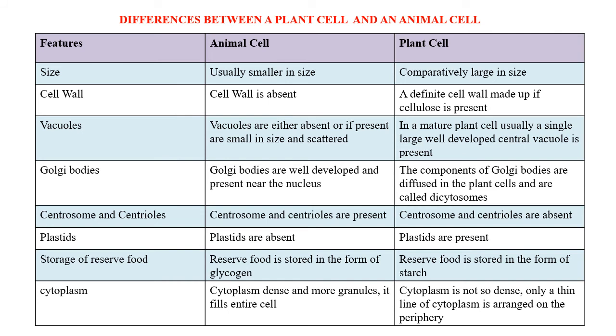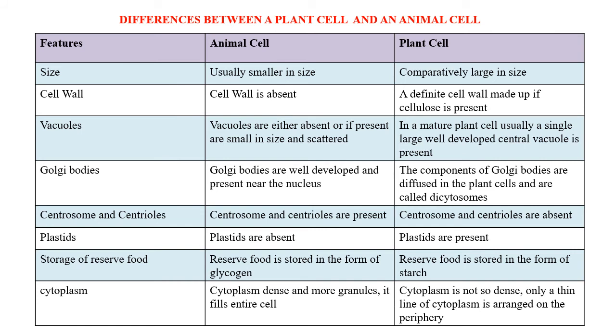Vacuoles. Vacuoles are either absent or, if present, are small in size and scattered in animal cell. In plant cell, a mature, usually a single large, well-developed central vacuole is present. Golgi bodies. In animal cell, Golgi bodies are well developed and present near the nucleus. In plant cell, the components of Golgi bodies are diffused in the plant cells and are called dictyosomes.